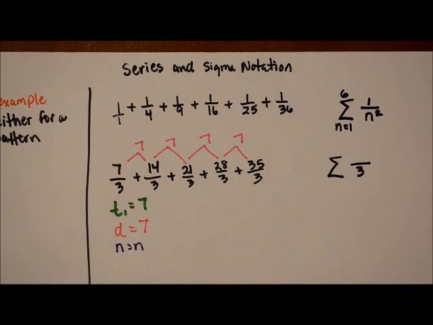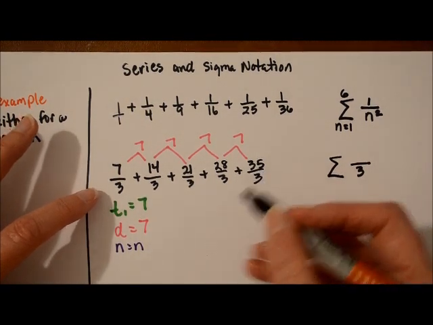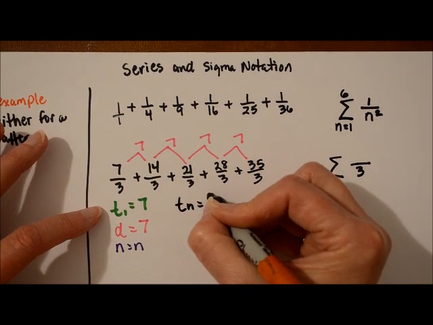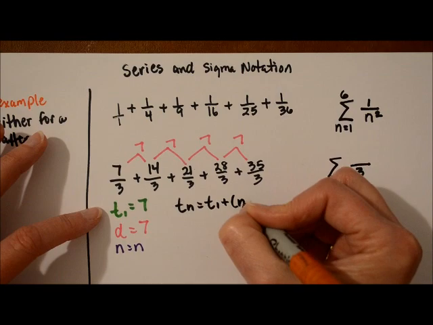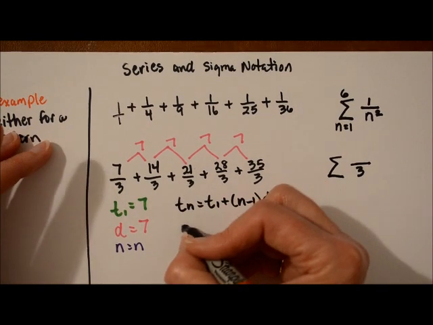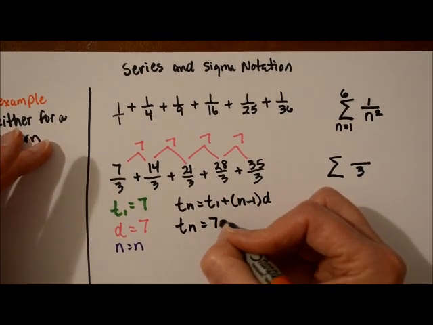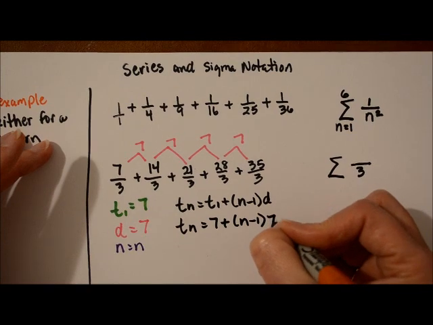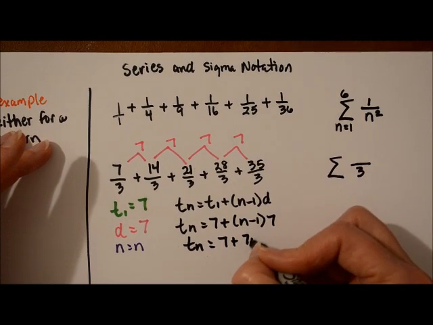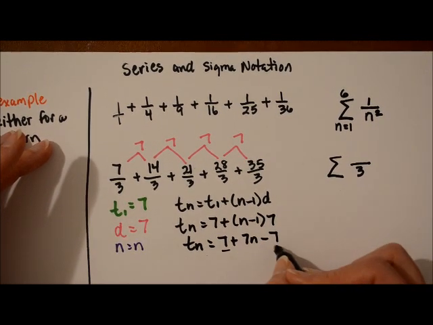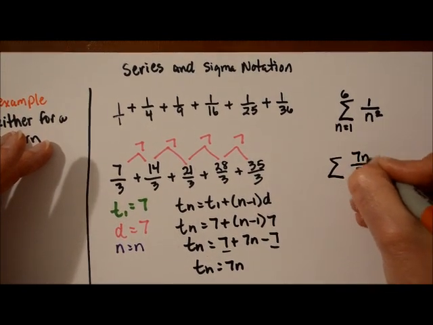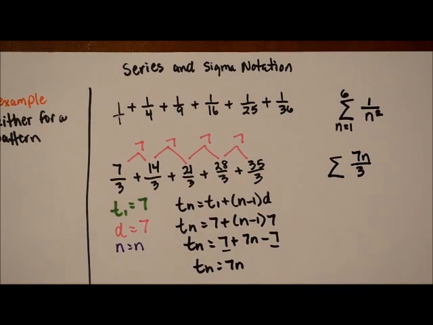Okay, so I'm using this idea of arithmetic series, and I'm going to put it into the equation Tn equals T1 plus n minus 1 times d. So I'm going to stick these things in here. I'll end up with Tn equals 7 plus n minus 1 times 7, or Tn equals 7 plus, I'm distributing, 7n minus 7. This should look familiar to you. The 7's cancel out, I have Tn equals 7n. Well, 7n then is just in the numerator because that's what the numerator is. It's an arithmetic series.